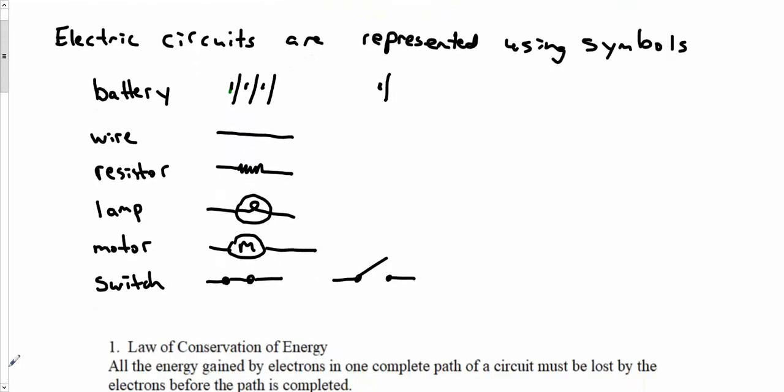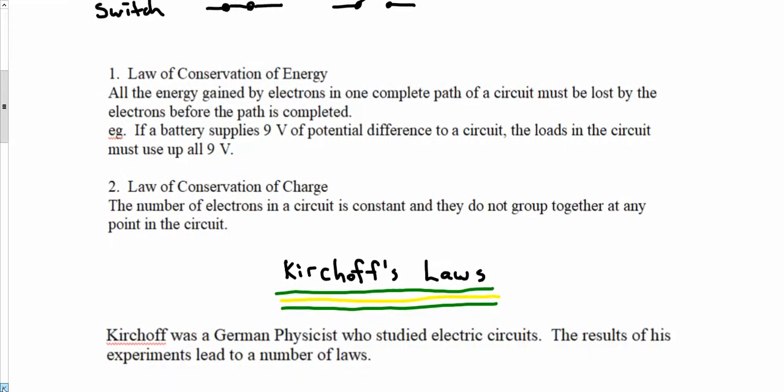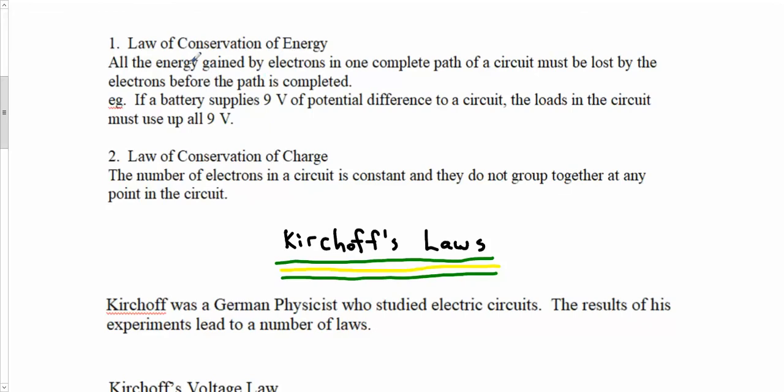one. Okay. These 3 right here are things that take energy out of a circuit, and a general term for them is loads. So if you see this word, you'll know that it's basically anything in a circuit that takes energy out of the circuit. A couple of laws around circuits. Conservation of energy. All the energy gained by electrons in one complete path of a circuit must be lost by the electrons before the path is completed.